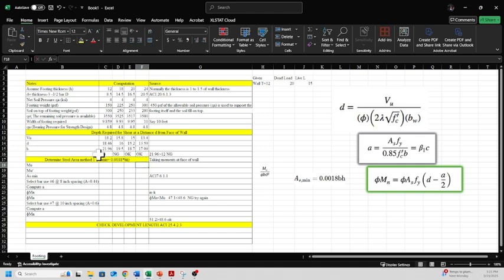And the next, we're going to basically narrow down to our, let's just work with the 20-inch thick footing. And then we're going to continue from here. We're going to calculate the steel, and then we're going to check the development length.